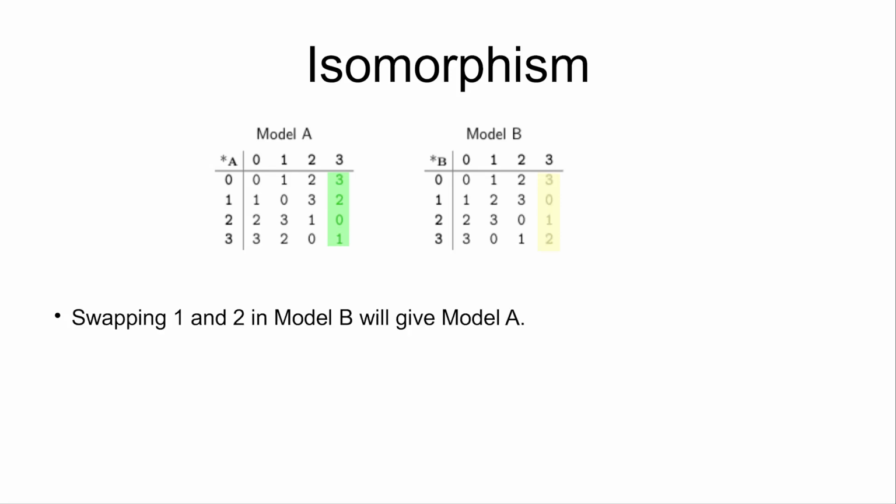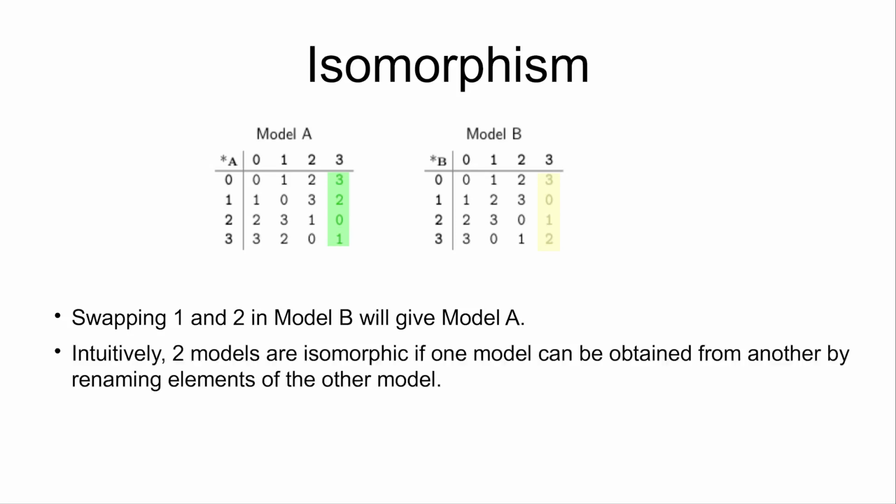However, if you apply the permutation cycle (1 2), that is, swap 1 with 2 in Model B, then you get Model A. In other words, Model A can be obtained from Model B by renaming 1 as 2 and 2 as 1. We say this kind of models are isomorphic to each other. It is clear that Model A carries no more information than Model B and vice versa, so we need only one of them.